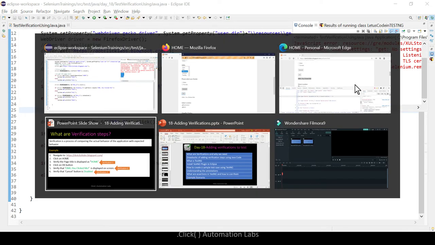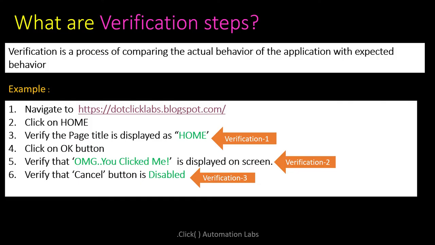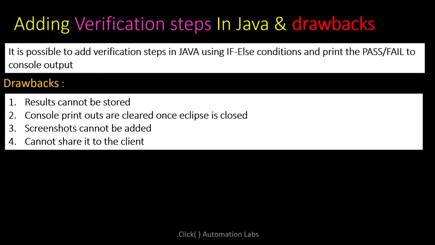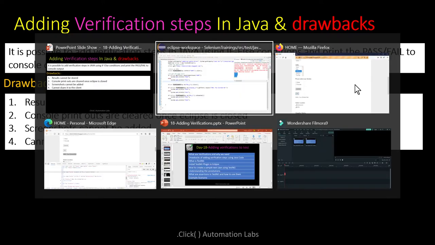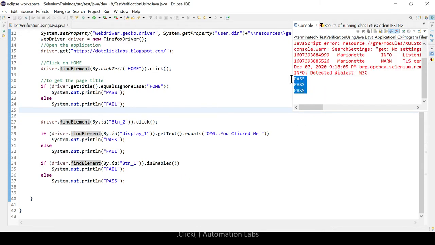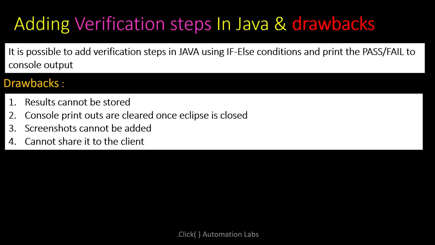But have we noticed any drawbacks in it? Let us look at it. So far we discussed how to create the steps. Now let us focus on drawbacks. The first drawback is that results cannot be stored. As these are printouts, once I close this session, you don't have a reference to this. So you cannot store those results.